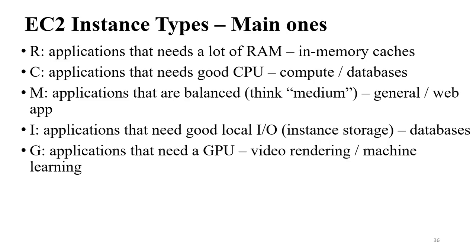Another one is the G type instance. These are especially for machine learning applications and video rendering applications. They use GPUs, graphical processing units. For a multimedia application they are designing, they need virtual machines. They can take a G type instance temporarily and use it for multimedia, cinema processing or whatever it is, and once that is done, they can release it back.